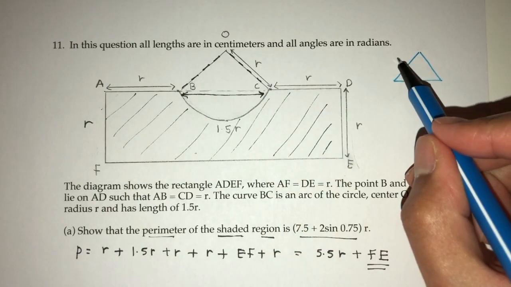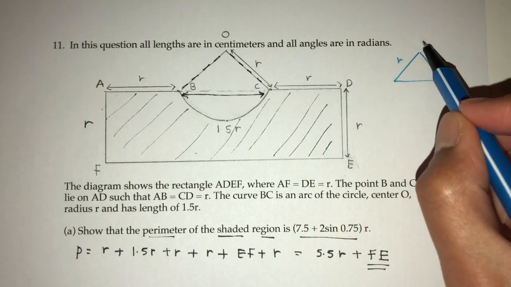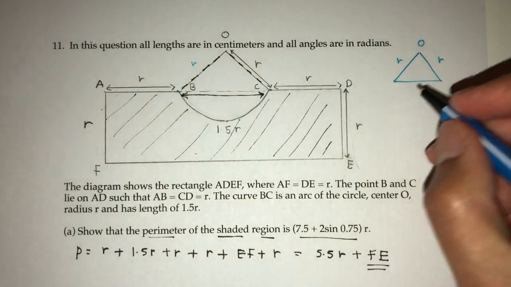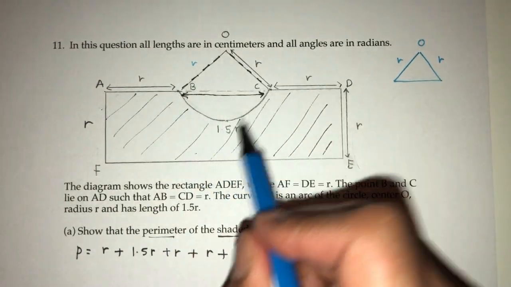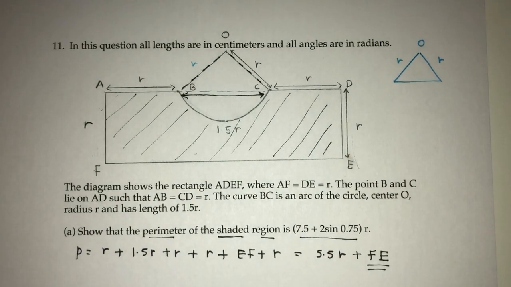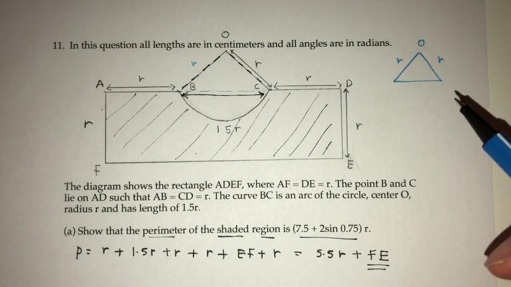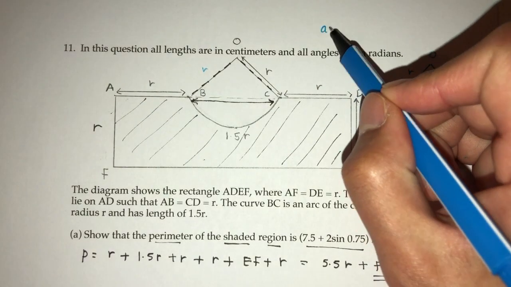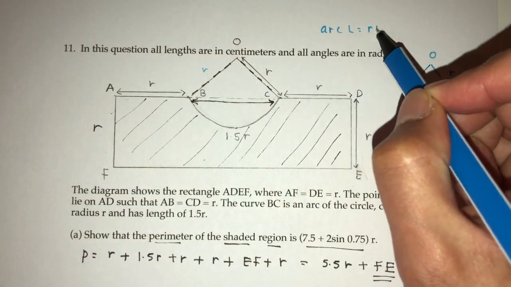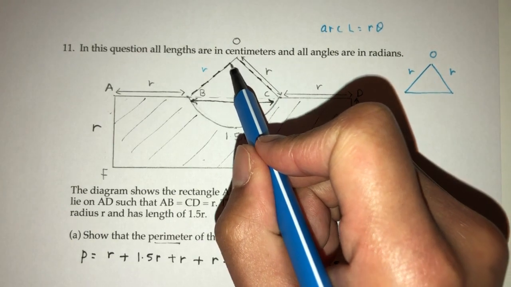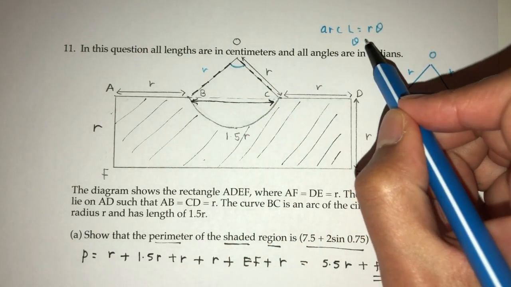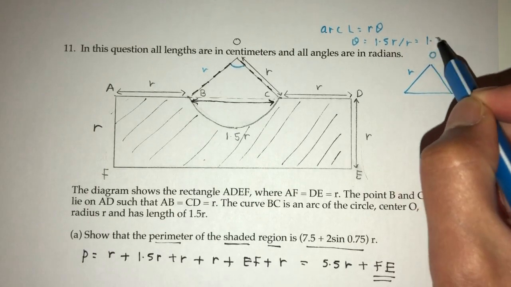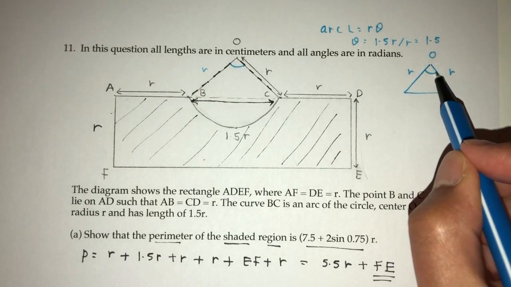This is R. This is also R, right? It is given to you. Now we know that this is 1.5 R. The arc length is 1.5 R, which means, how do you find arc length? It is found by using your formula. Arc length is R times the angle right here. So the angle has to be 1.5 R divided by R, that is 1.5. So this is the angle, 1.5.